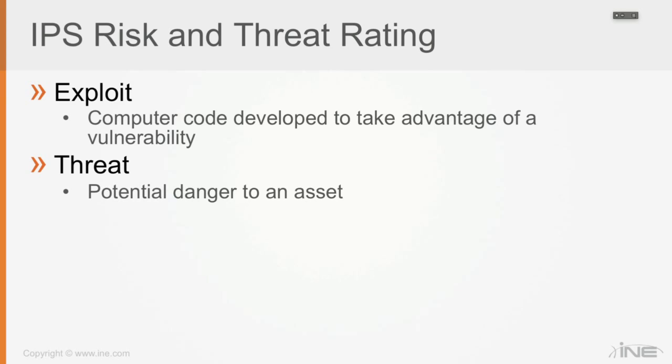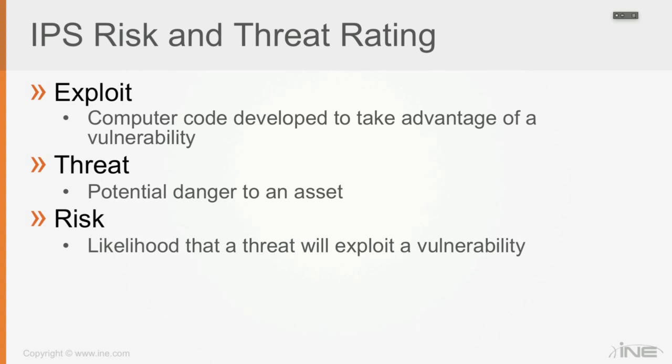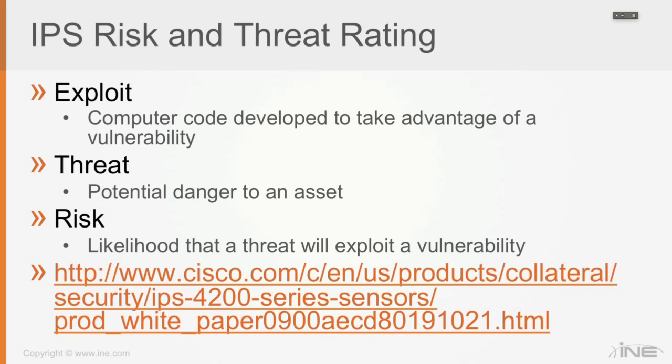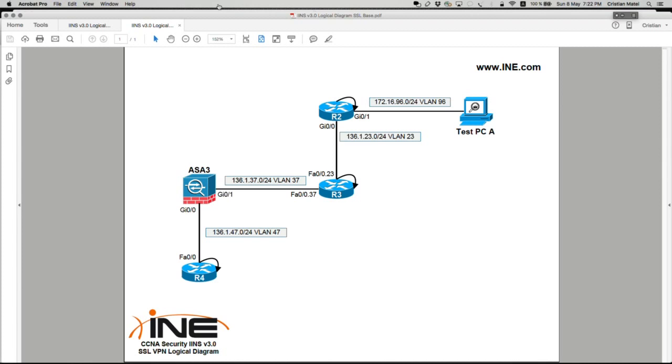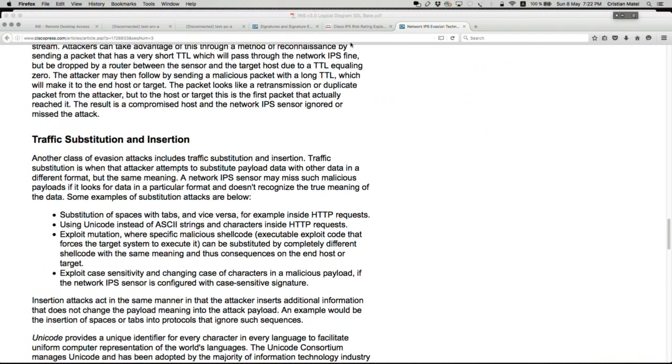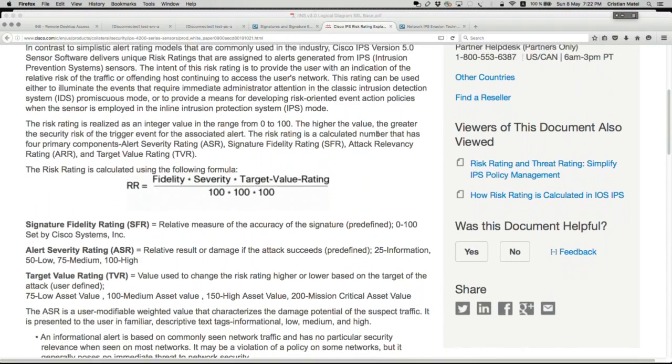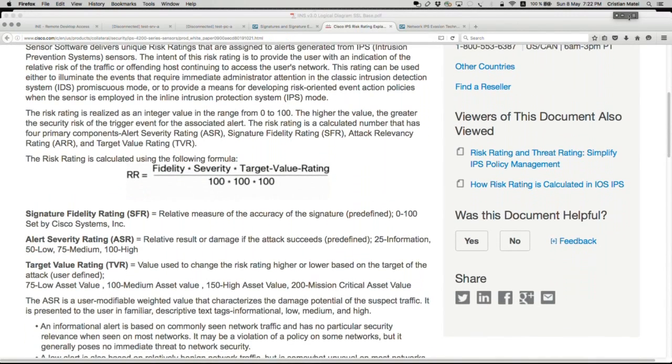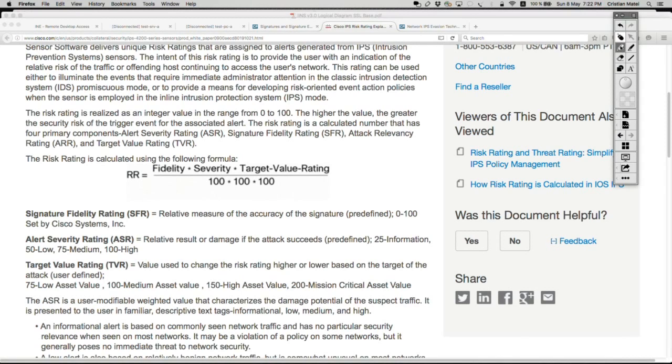The threat itself is the potential danger to an asset. That's a threat. And risk is going to be the likelihood that a threat will exploit the vulnerability. So all of those are important and are being taken into account in the risk rating calculation. If you look at this URL in there, they actually explain, of course, much better and in more detail how the risk rating value is being calculated.